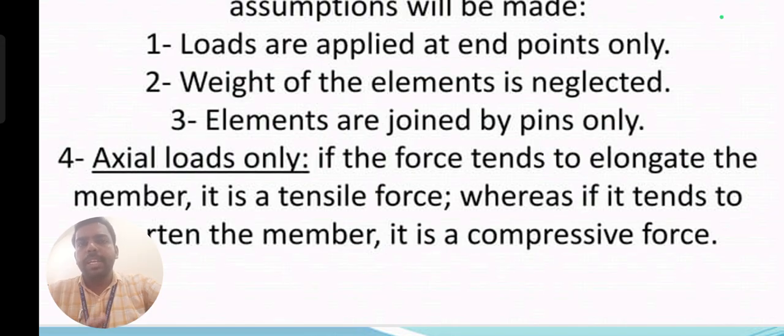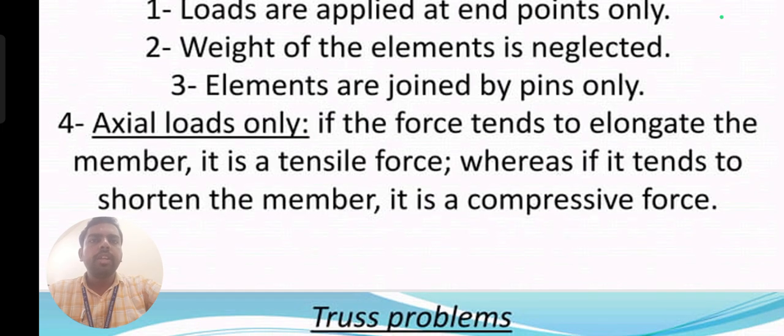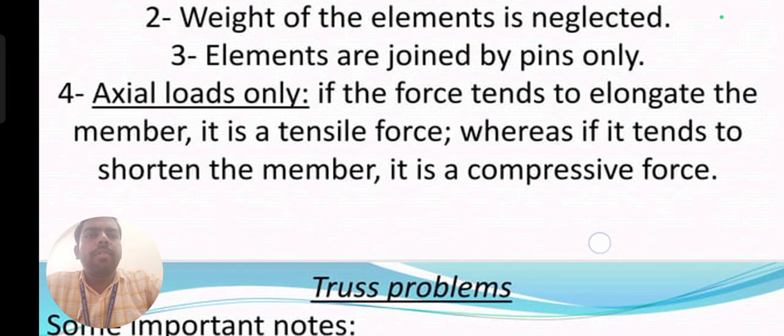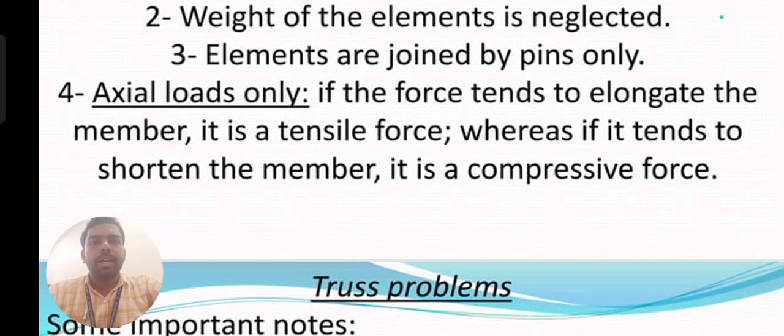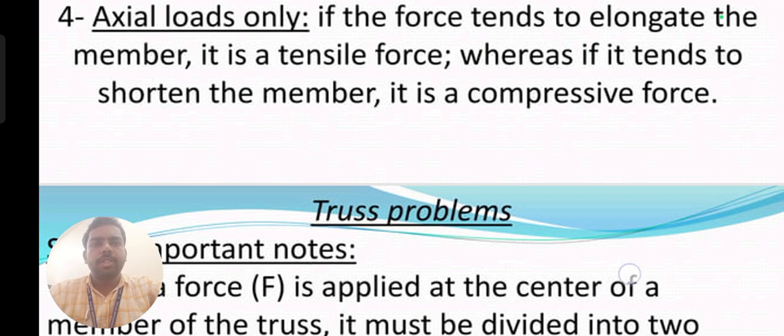These three basic assumptions are very important to the design of a truss with axial loads only. Why? Because the truss should be maintained under axial loads only, not transverse loads. This type of load is not borne by the truss. It should only be capable of resisting axial loads. If the force tends to elongate the member, it is a tensile force, and where it tends to shorten the member, it is a compressive force.